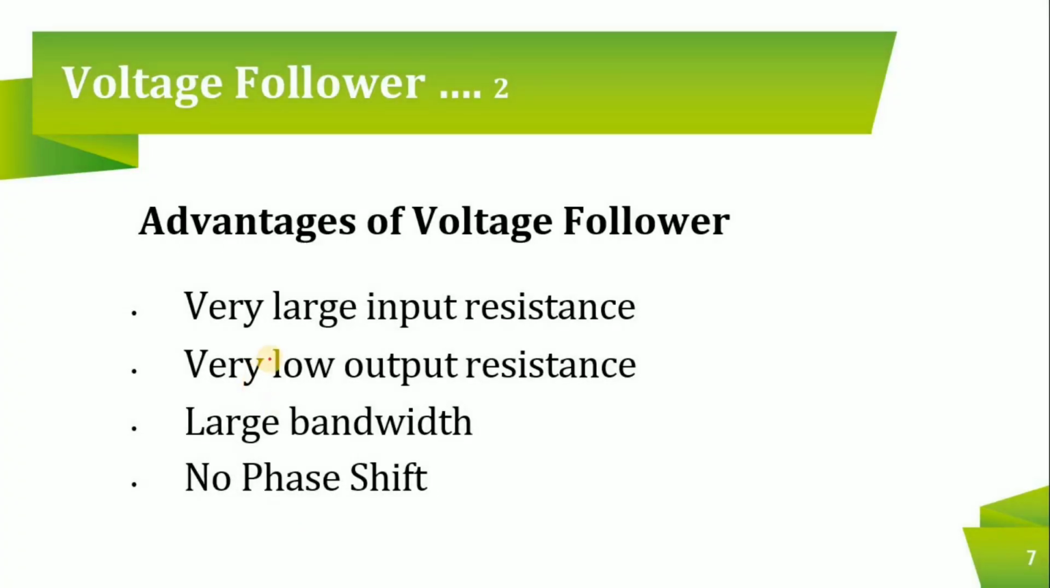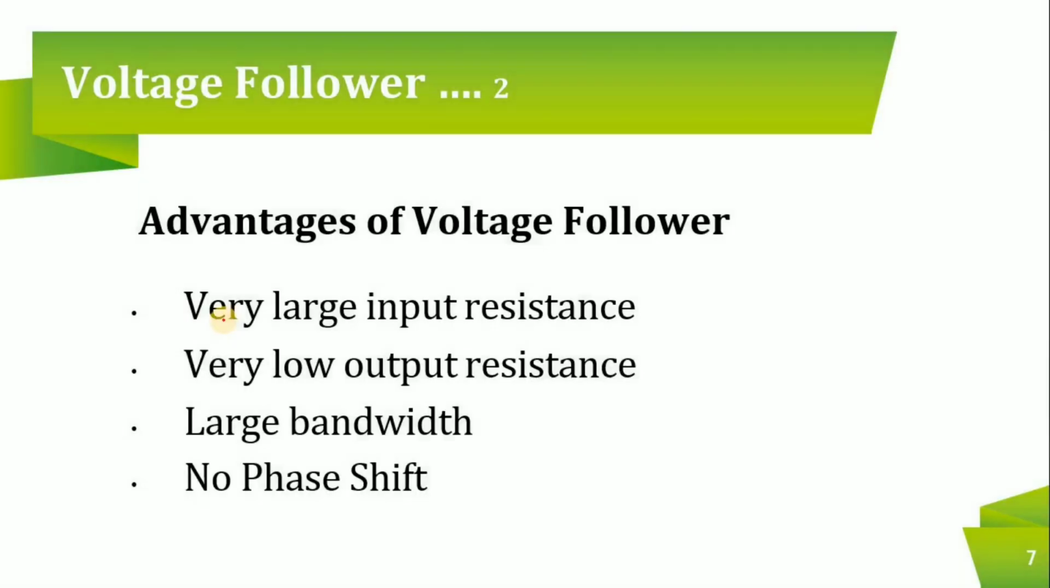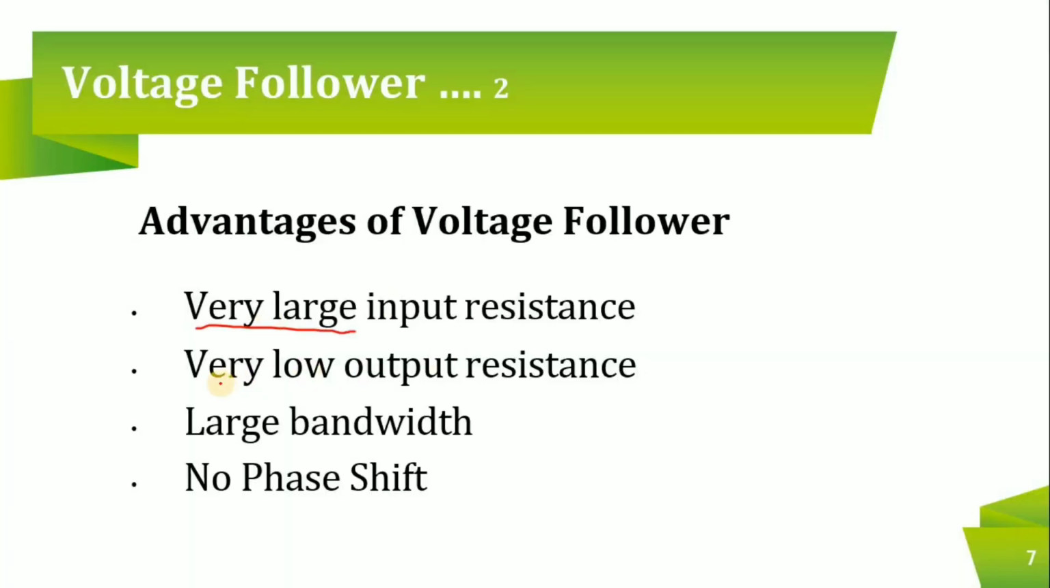The next slide is regarding advantages of the voltage follower. It is very simple. It has a very large input resistance. We know that the input impedance of an op-amp is infinity, therefore it has large input impedance. Output resistance, we know that the output impedance should be 0. Ideally it should be 0, but practically it has some value, so it has very low output resistance.